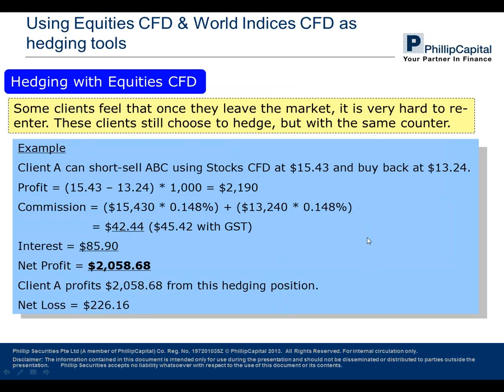So why do people even hedge? Because some people feel that once they leave the market, it's very, very hard to re-enter. So that's why they hedge with the same stock itself. But then again, he will still make a lesser loss, or he doesn't even make a loss in this case if he's using the exact same stock CFD.